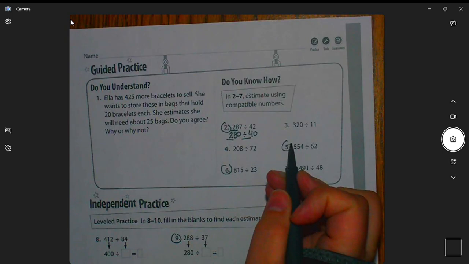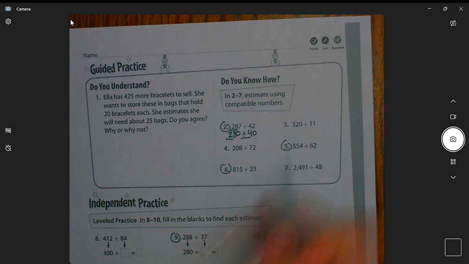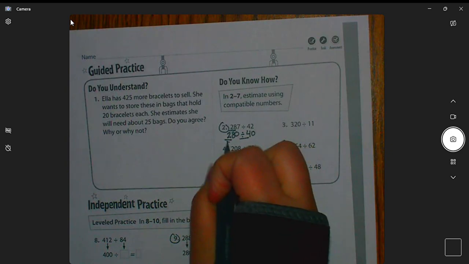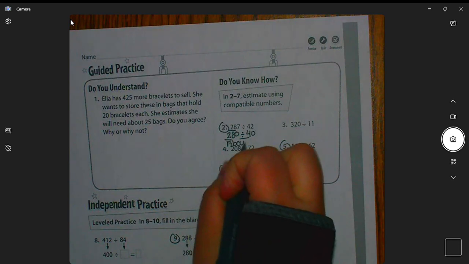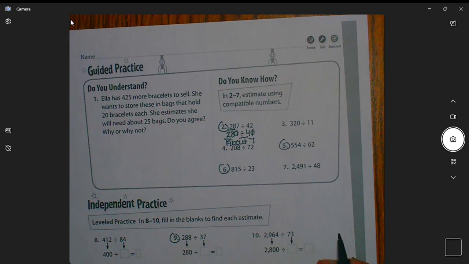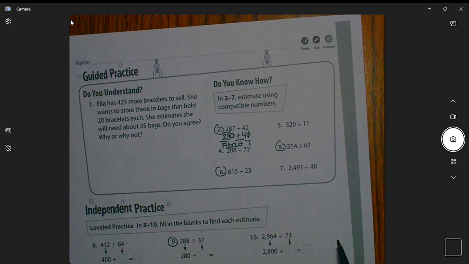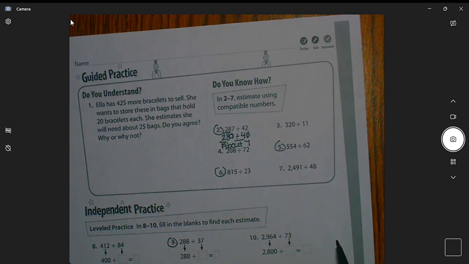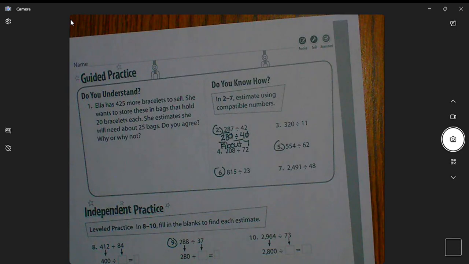What is 28 divided by 4? You're right. It's 7. So my answer is about 7 because my 10s will cancel each other out. So make sure when you state your answer, you say the word about and then the digit or number that it will be. So about 7.